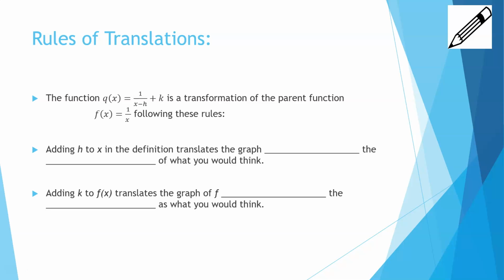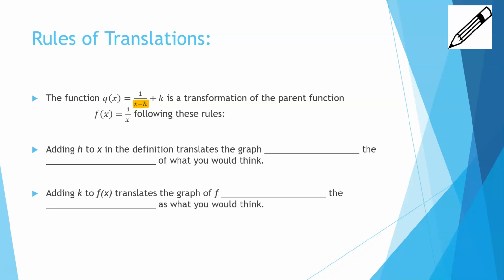Okay, it says the function q of x equals 1 over x minus h, plus k. It's a transformation of the parent function f of x equals 1 over x, and it's going to follow these rules. Here's the key, you guys. The rules don't change. We have learned multiple times this year that if something is grouped with the x, it moves it left or right, the opposite of what you would think. Okay, and it moves it left and right because it's with the x. It's changing the x values.